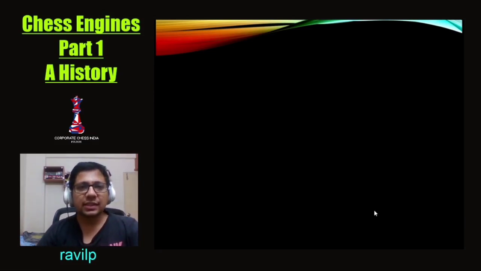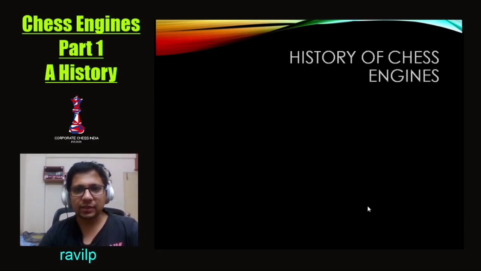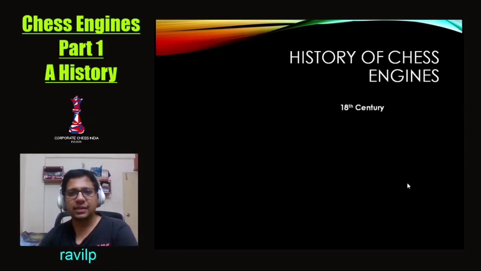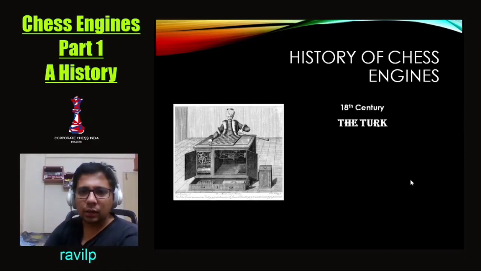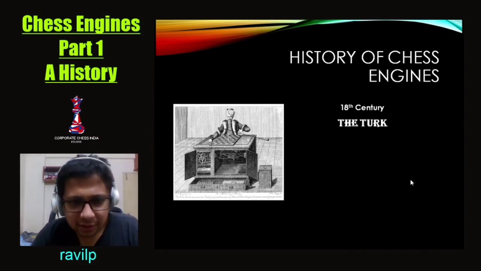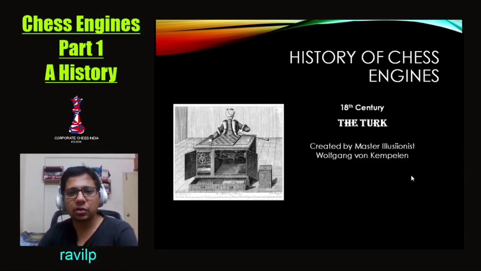Now that we know what a chess engine is, let's jump into the history of chess engines. Even though chess engines have recently become strong, the concept was actually conceptualized back in the 1700s. So let's start with the 18th century. Basically, the first mechanical device to actually play chess was called the Turk. This was created by master illusionist Wolfgang von Kempelen to impress a princess back in the 1770s or something.